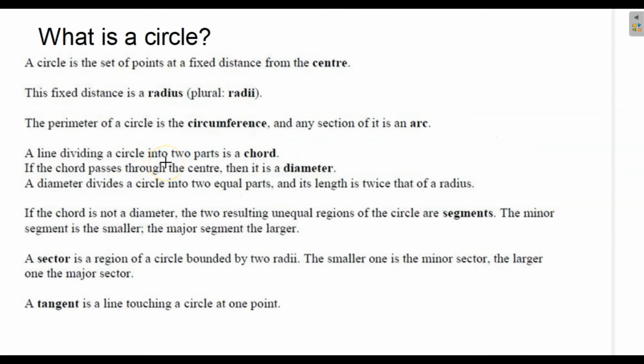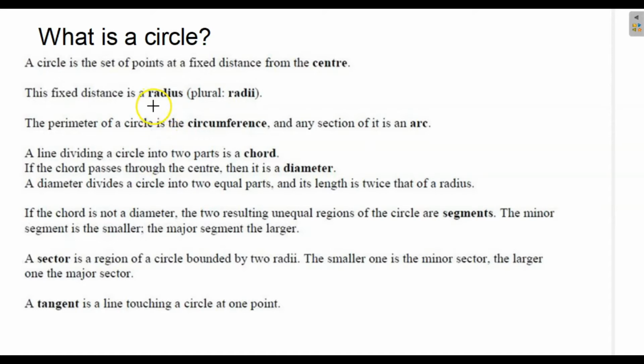Someone may ask, what then is a circle? A circle is a set of points at a fixed distance from the center. In other words, you can also say that a circle is a locus of points equidistant from a given point known as the center. Now let's look at some of the parts of a circle.